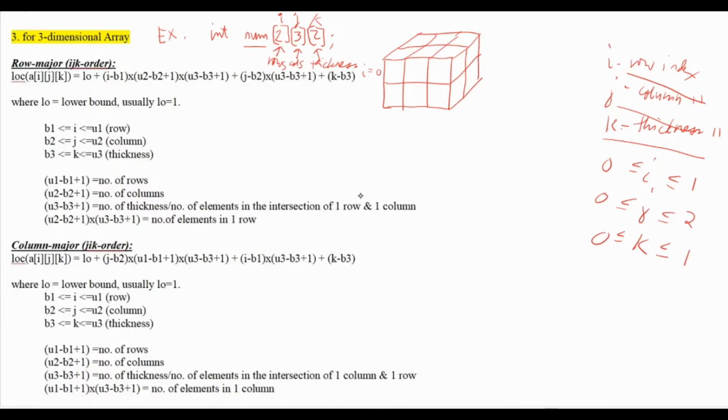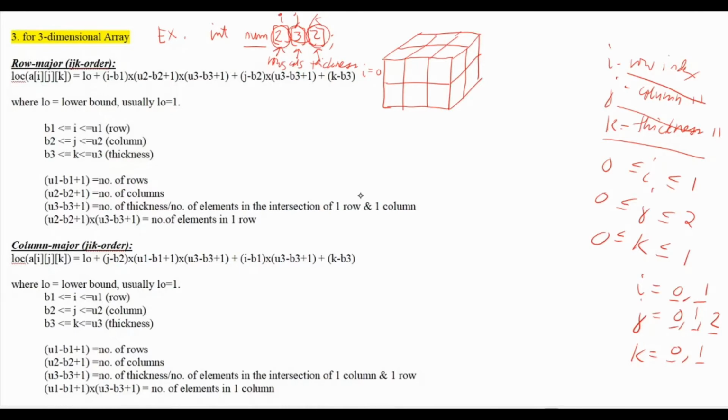So the values of i are 0 and 1. For j, it is 0, 1, and 2. For k, it is 0 and 1. So there are two values since we have 2 here, and there are 3 values since we have 3 here, and we have 2 values since we have 2 here.